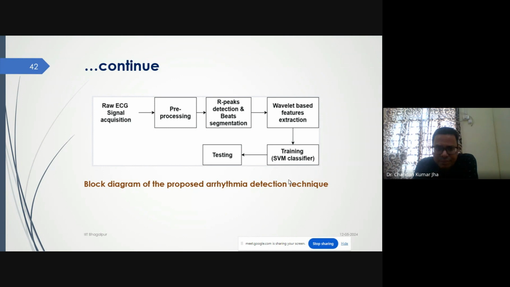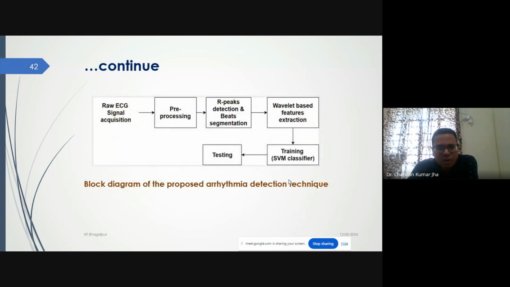how can I represent the overall technique as a block diagram? So firstly, the raw ECG signal is acquired. After that, it is pre-processed to remove the different artifacts. After that, the R peak is detected and a beat is segmented from the ECG signal. After that, wavelet based features, in this case the TQWT, tunable Q wavelet transform, are used to extract the features. After that, the SVM model is trained, and after training the SVM model, the testing is performed.